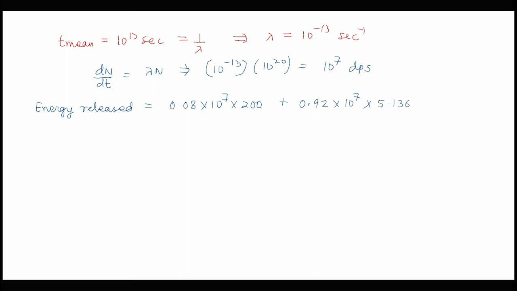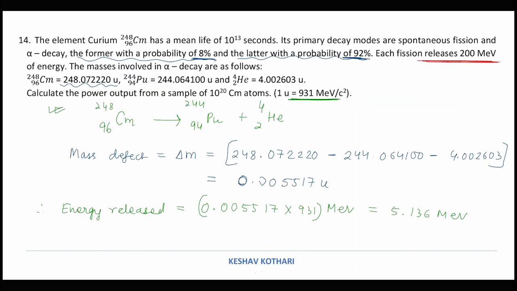Total value will be in mega electron volt. I hope you understand the value of energy release which I have written. So the question is saying that the energy is released in two ways: during the alpha decay, and then due to the fission that is releasing 200 mega electron volt of energy.